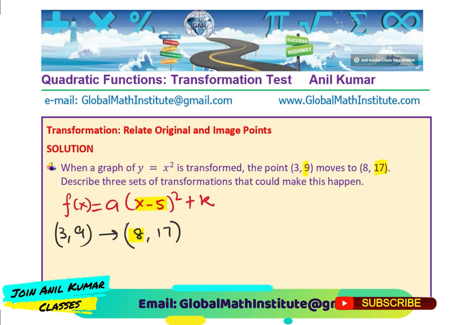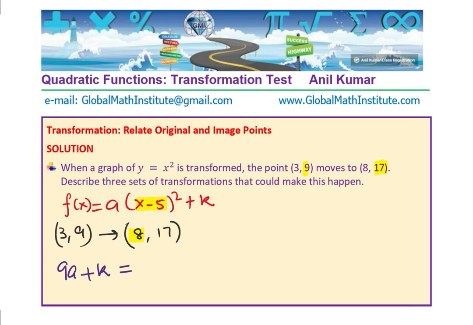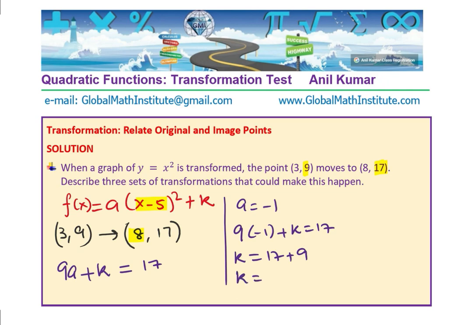So the alternate method could be that we give a times the original value of 9, that means 9a plus k, and 9a plus k is 17. Now, let us say a equals minus 1. In that case, we have 9 times minus 1 plus k equals 17, or k equals 17 plus 9, which is k equals 26.